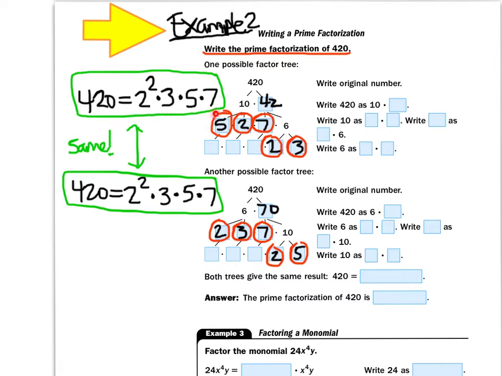And so notice how I wrote it here with a multiplication symbol in between them, because if I multiplied all of these prime factors, I would end up with 420 again.